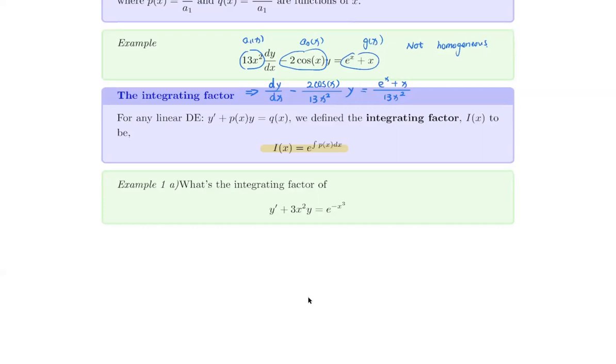E to the x cube. Yes, e to the x cube, okay? So your I of x is gonna be e to the integral of 3x squared dx. That's gonna give you e to the x cube, okay? Seems like this is clear for you guys, so let's move on.